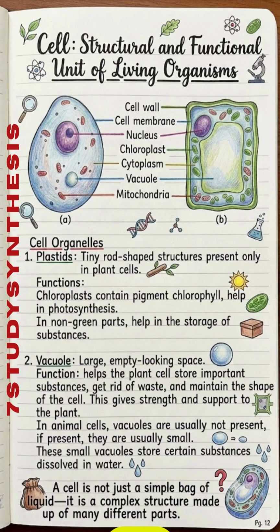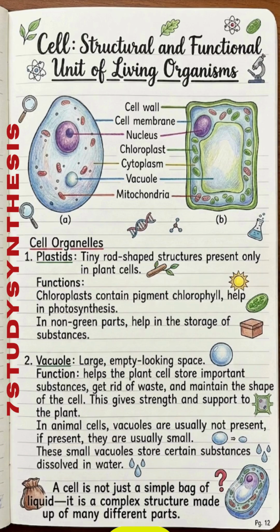Cell is not just a simple bag of liquid, it is a complex structure. It has many parts, and those parts are called cell organelles. One such cell organelle is plastids. They are rod shaped. They are present only in plant cells. Now we know that chloroplasts have a green color pigment called chlorophyll. It helps in the process of photosynthesis. Non-green plants also have certain plastids which help in the storage of certain substances, right?